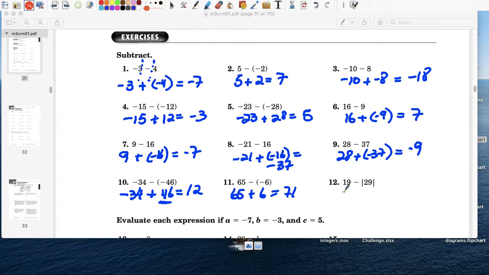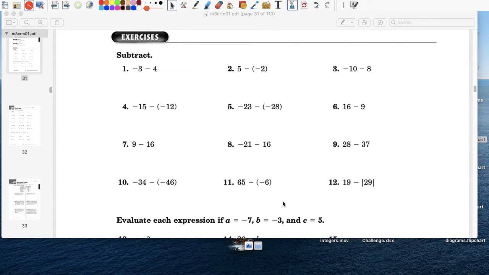There's a little bit different. So 19, let's take the absolute value first. 19 minus, what's the absolute value of 29? 29. And then now we can change it. So 19 plus negative 29. Negatives win, right? And that becomes negative 10.